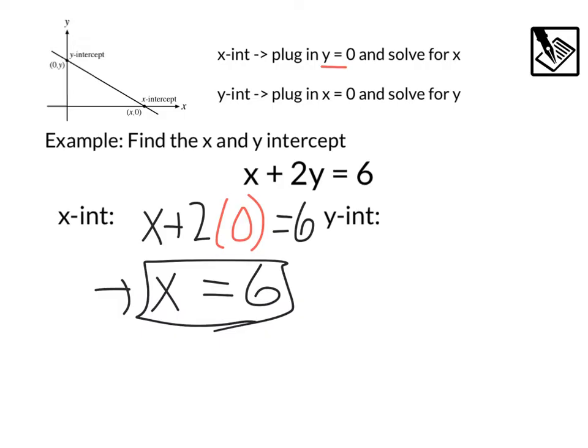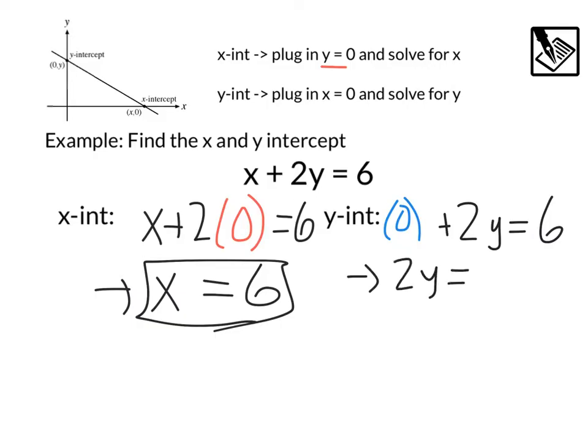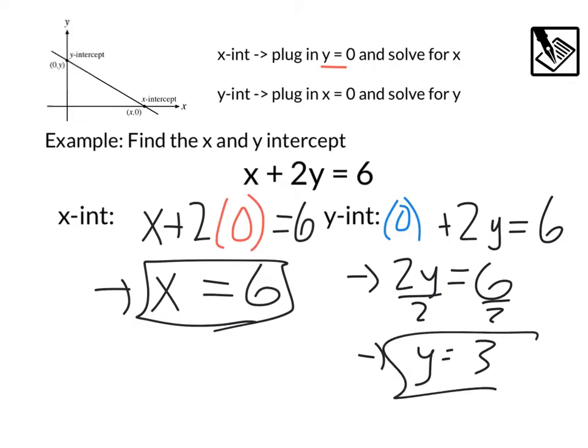Now to find our y-intercept, we can see that our x-coordinate is always 0 because it's not left or right at all. It's just on the y-axis. So we could plug in x equals 0 and solve for y. So we'll take that same equation, and instead of x, we're going to plug in 0. Then we have plus 2y equals 6. That's going to give us 2y equals 6. Divide by 2, and we'll get a y-intercept of 3.